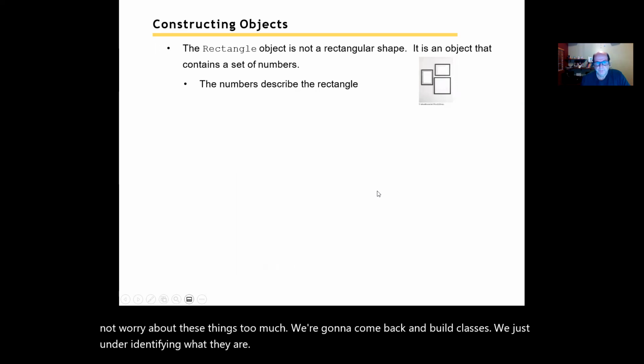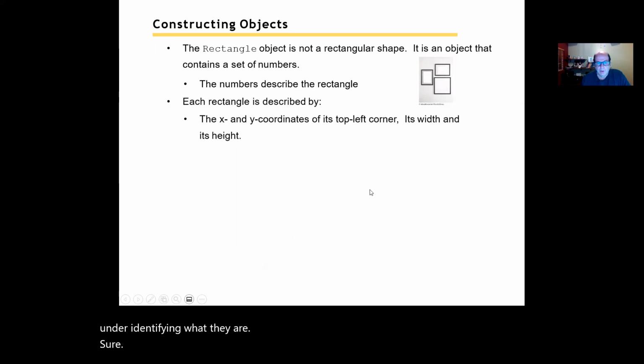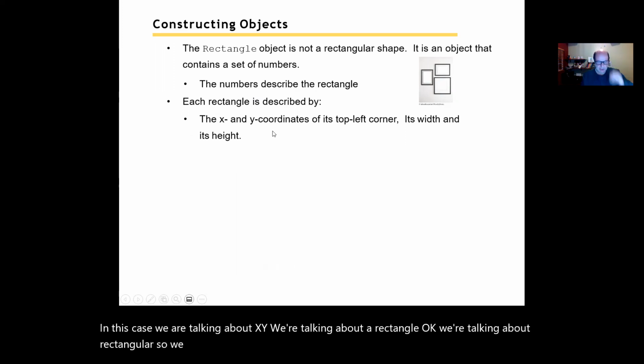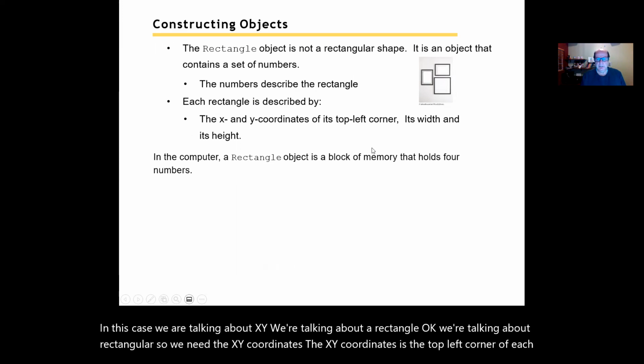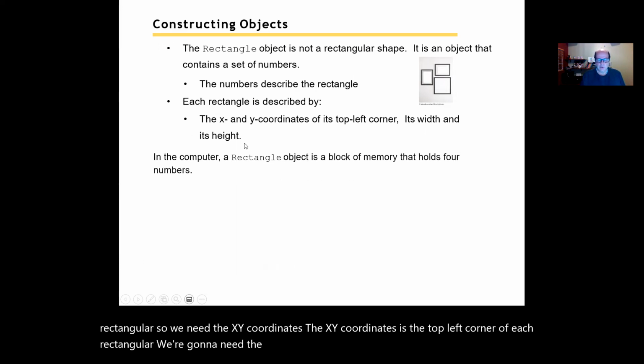So in this case, we are talking about X, Y. We're talking about the rectangle, okay? We're talking about rectangular, so we need the XY coordinates. The XY coordinates is the top left corner of each rectangular. We're going to need the width and the height. So that's the way we're going to create it in the computer.